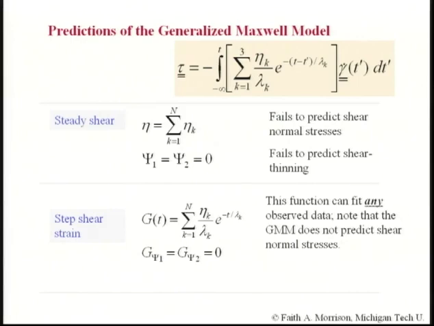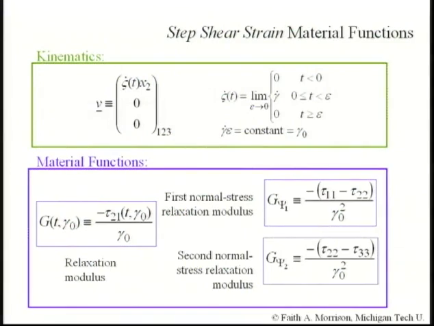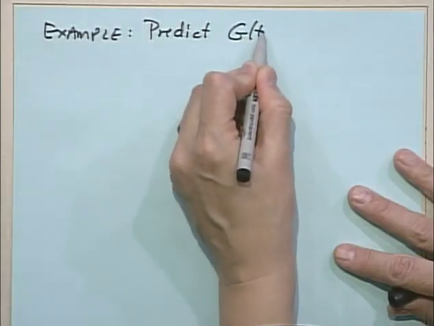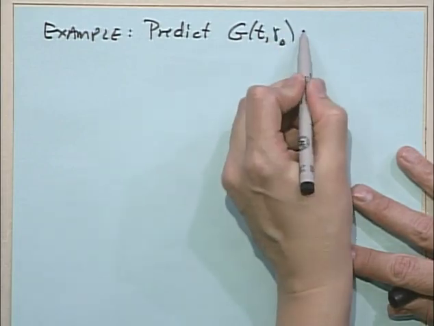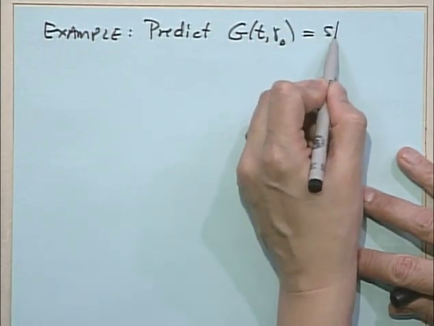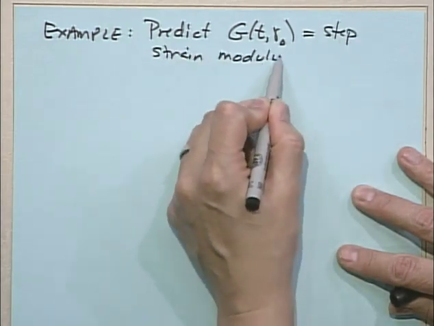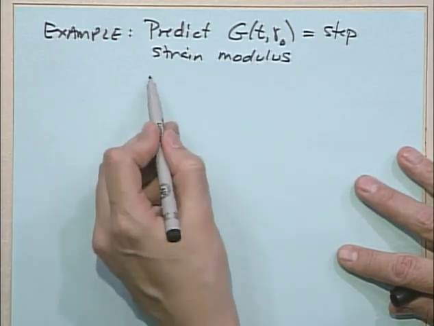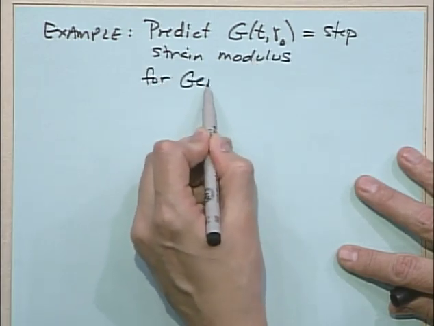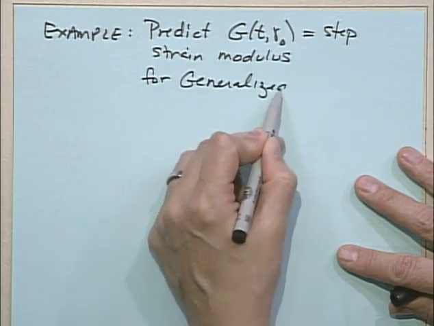I'll instead do the more complicated one, which is the step shear strain. Okay, so let me do that. Let's see if we can do that one together. I want to predict G of stress and strain, which is the step strain modulus, for this new model. This new model is called the Generalized Maxwell model.